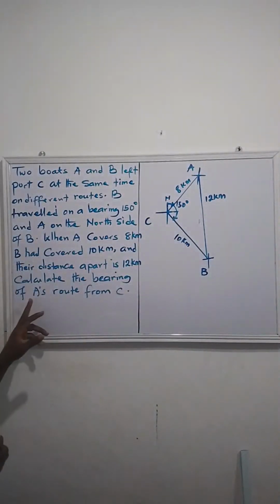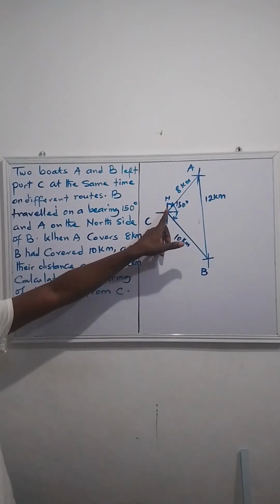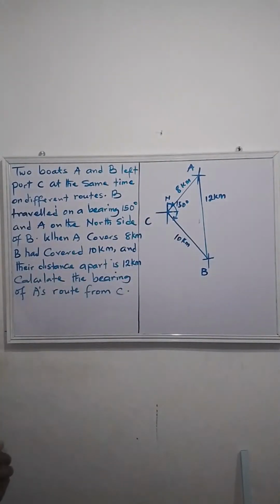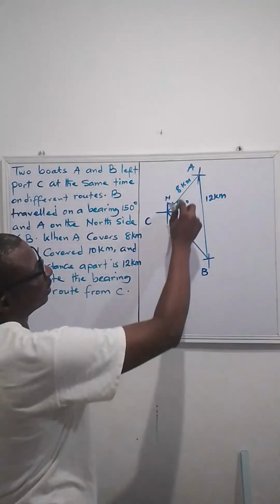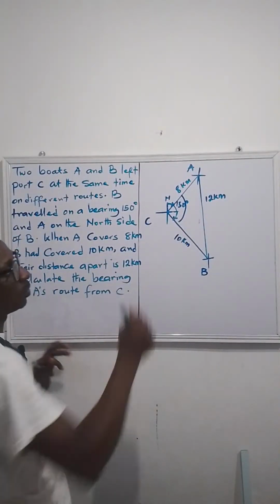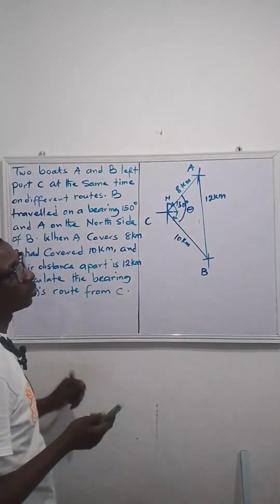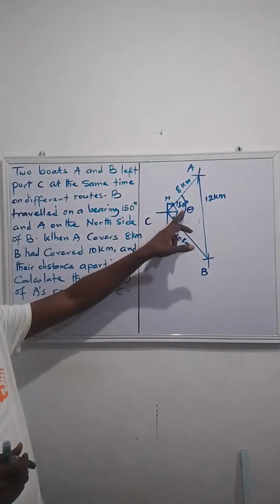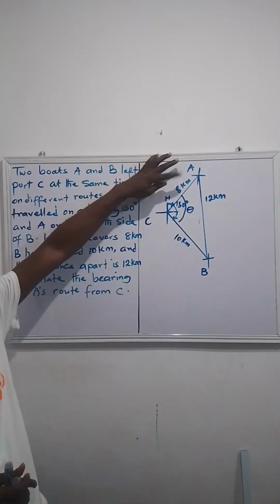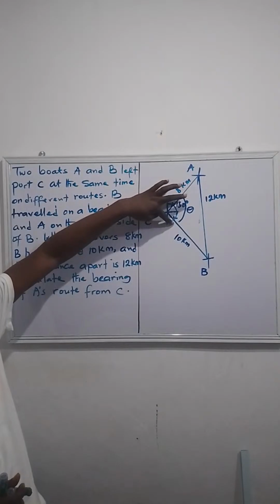The bearing of A from C. So we are taking the bearing from C. I hope you understand that. Okay, so now, how do we get this angle here? Let us get the angle we have here. Once we get this angle, let's call it theta, we just take that angle away from 150. What we are left with is the bearing of A from C, because from the North Pole down to this place is 150.